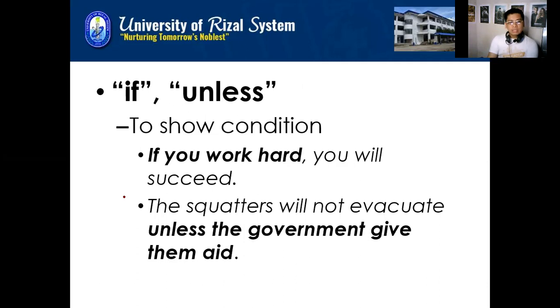"The squatters will not evacuate unless the government gives them aid." Unless the government gives them aid. So you're showing the condition, the condition or the result of that particular action. If the squatters will not evacuate, this thing will happen. So that's what we meant by to show condition. This thing might happen.